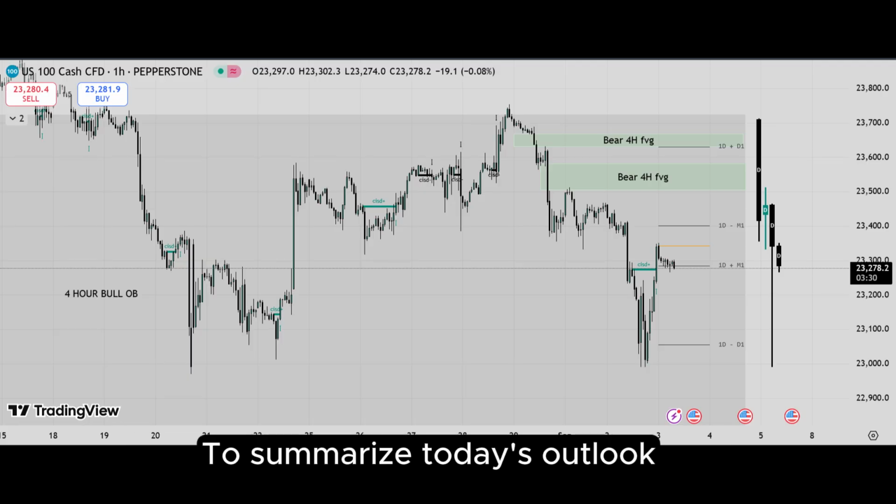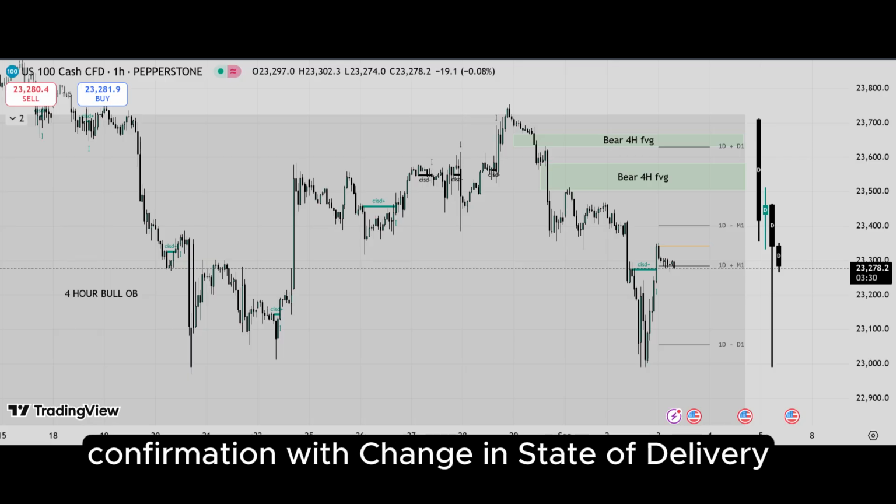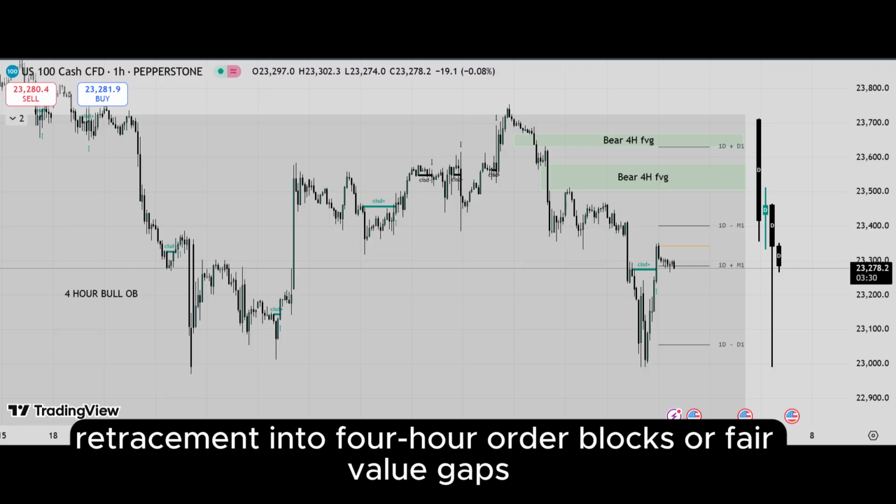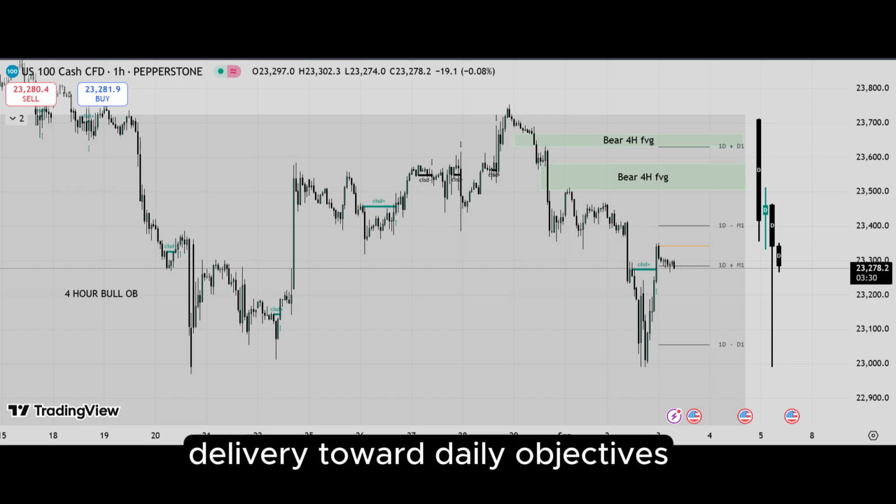To summarize today's outlook, the process stays the same. Daily candles set the bias, liquidity sweep, confirmation with change in state of delivery, retracement into 4-hour order blocks or fair value gaps, delivery toward daily objectives.